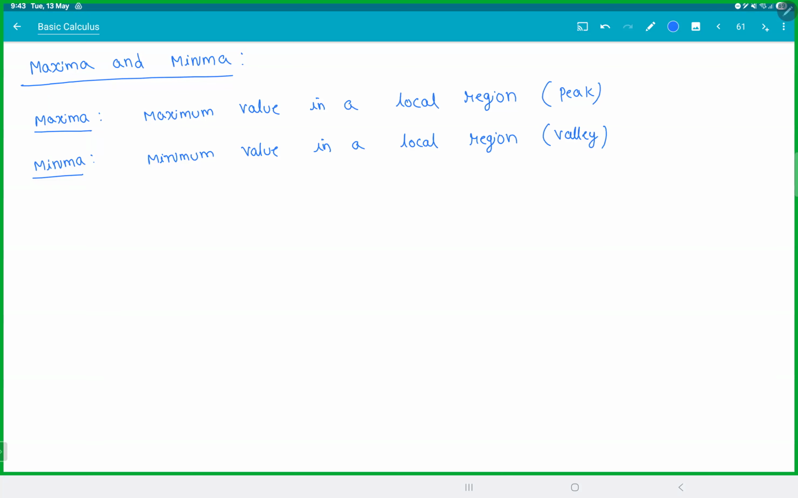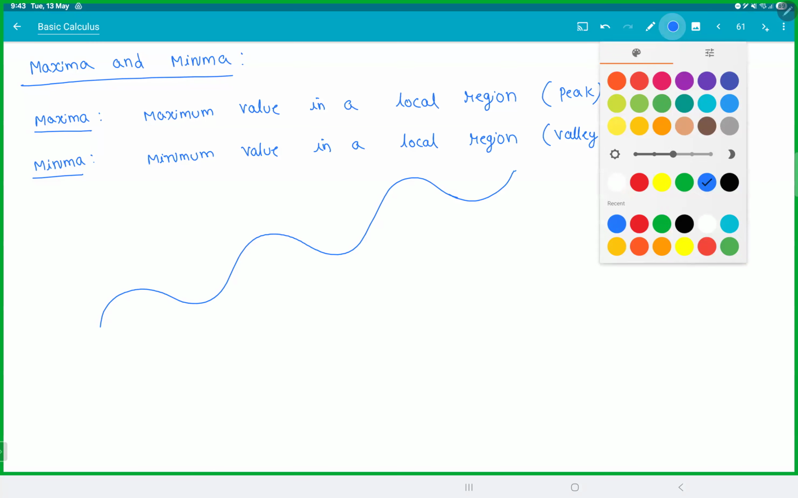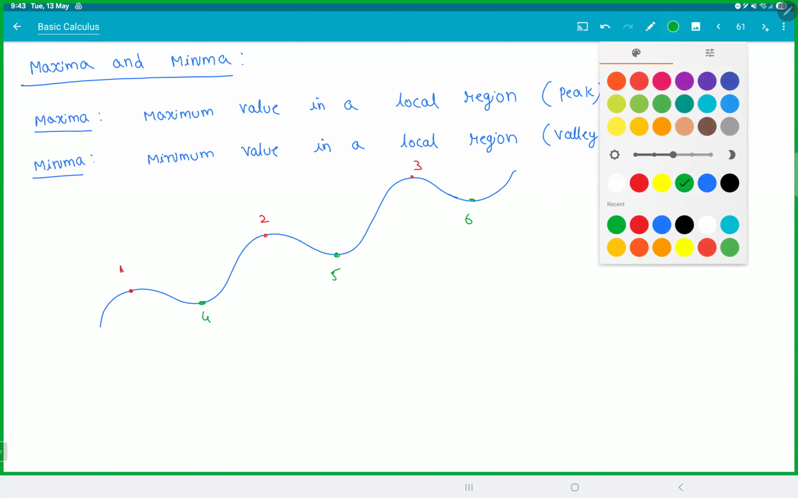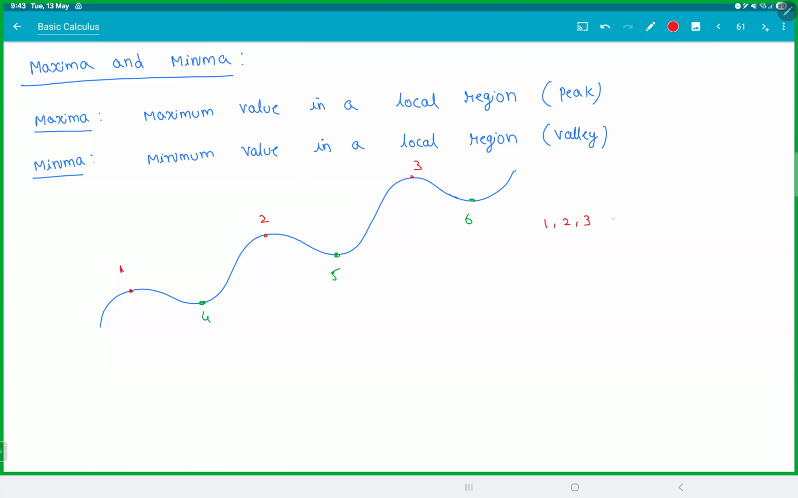Valleys. So for example, if I give a curve like this, now if you notice here, 1, 2, 3, these are peaks. Getting it? 4, 5, 6 are valleys. So 1, 2, 3 are maximas here. 4, 5, 6 are minimas here.